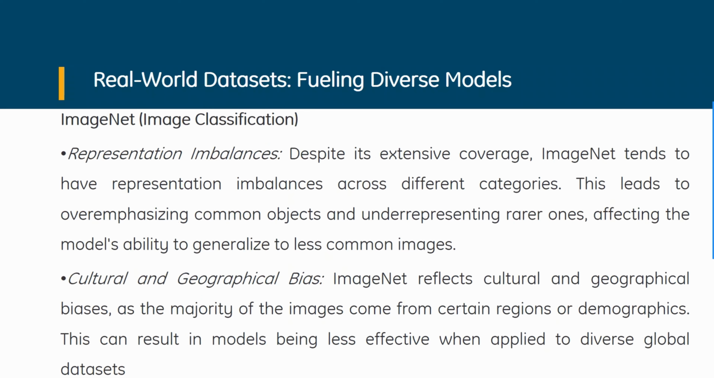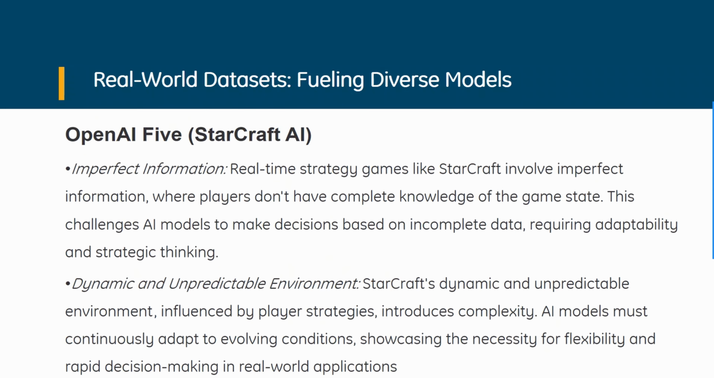Then we have cultural and geographical biases. ImageNet reflects cultural and geographical biases, as a majority of the images come from certain regions and demographics. This can result in models being less effective when applied to diverse global data sets.